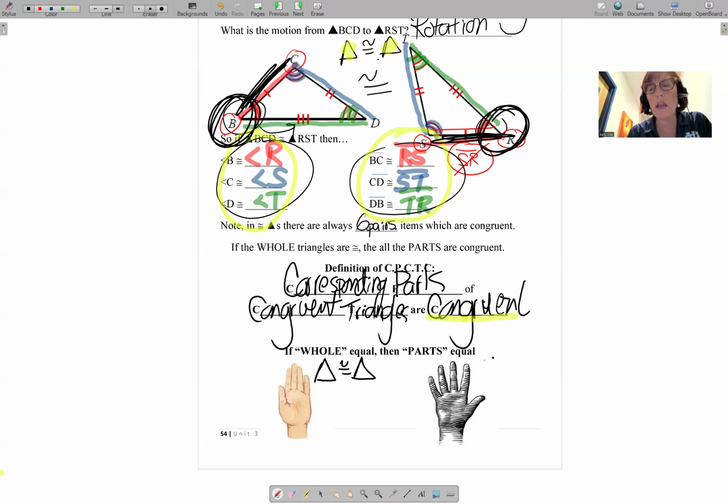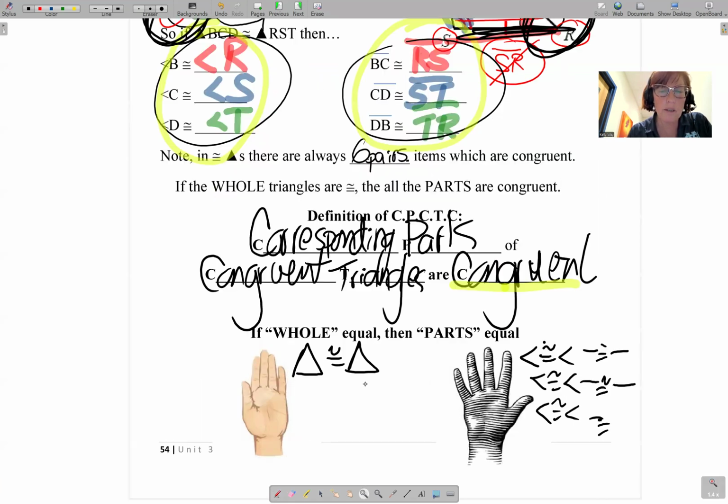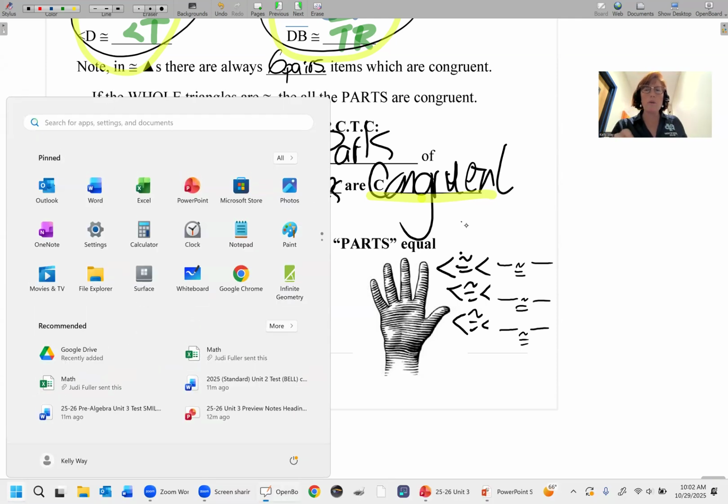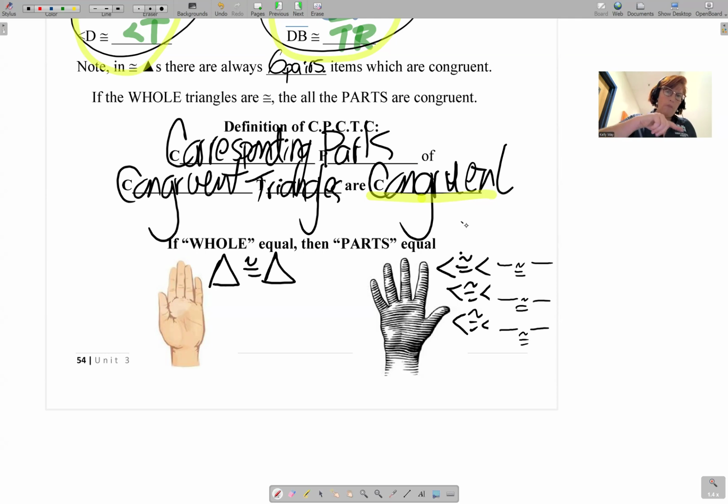then all three angles are congruent. We're going to just go like this. All three corresponding angles are congruent, and all three sides. So that is segment congruent to segment, that's my icon right there. Wow, that's not coming out very well. Let's get a little closer here. One segment is congruent to the other, one to the other, and one to the other. Okay, so if the whole triangles are equal, all the parts of the triangles are equal.